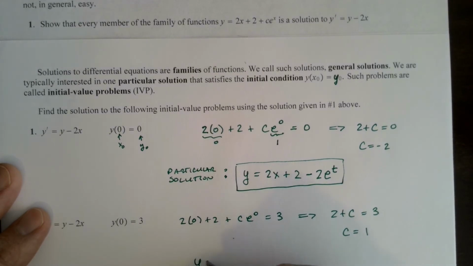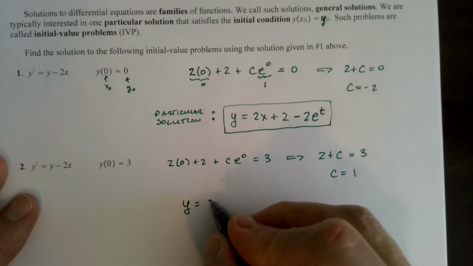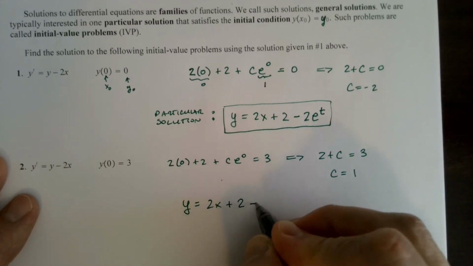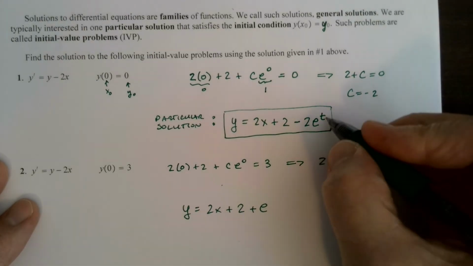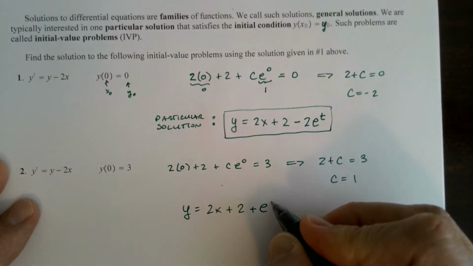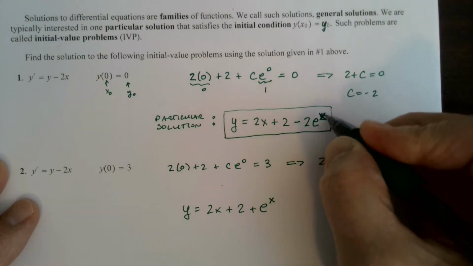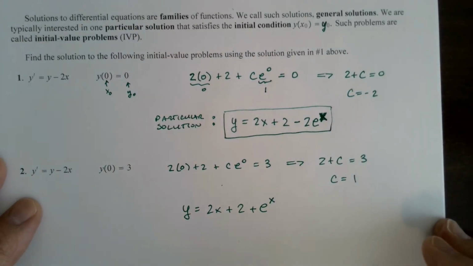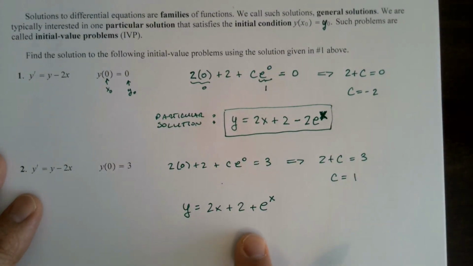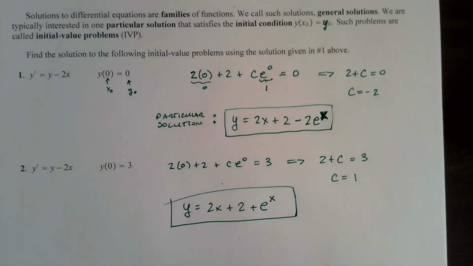And our solution then is y, replacing c with 1, going to be 2x plus 2 plus e to the, I did t up here, sorry, that should be x. Sorry about that. I changed the variable from what I was using before, excuse me. So that should have been x there. x down here. Okay. So initial value problems.